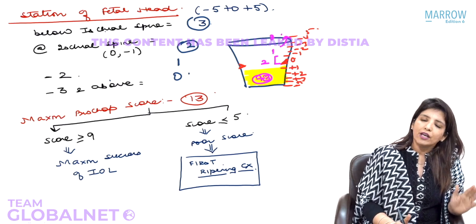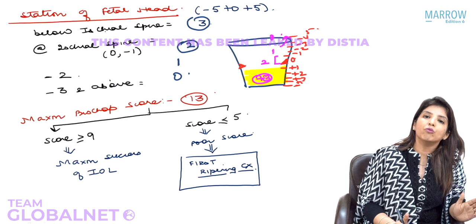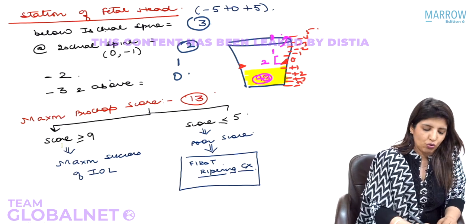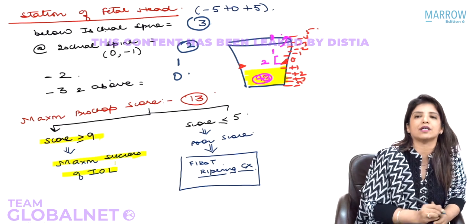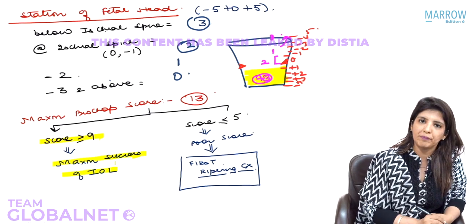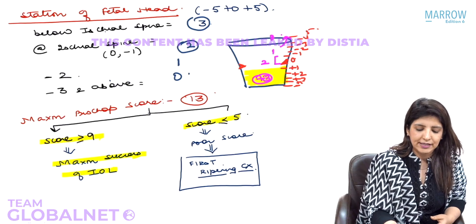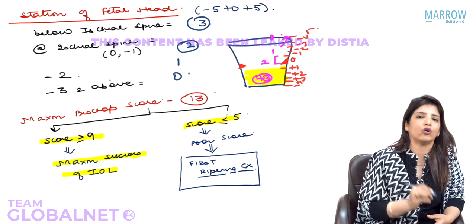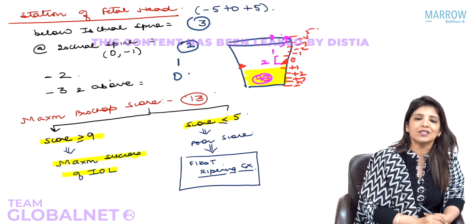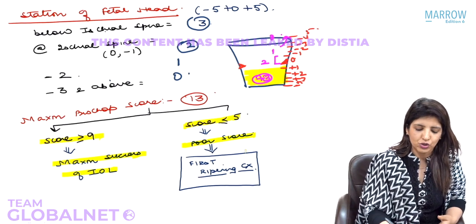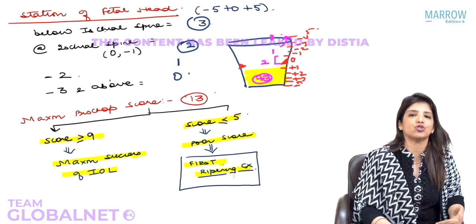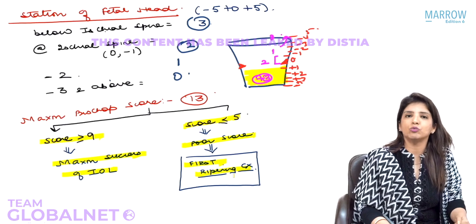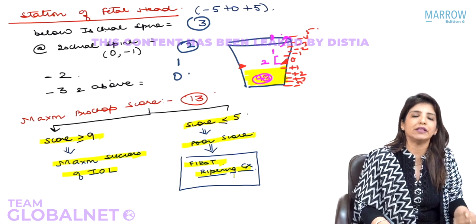Right? Now, if the score of a patient is more than or equal to 9, that means it's a very, very good score and it has maximum success of induction of labor. But if the score is less than or equal to 5, then that is a bad score or a poor score, and that means first you have to make the cervix ready for labor. In other words, first you have to ripen the cervix.